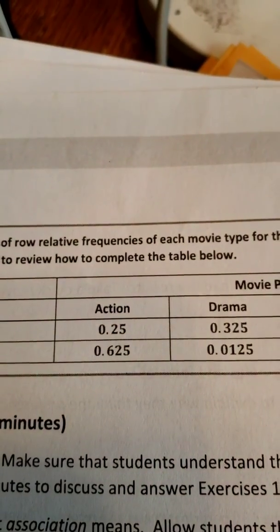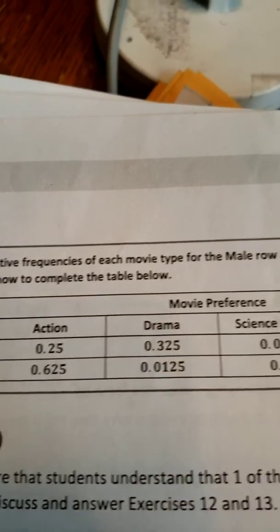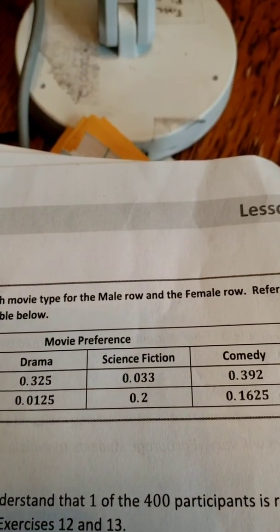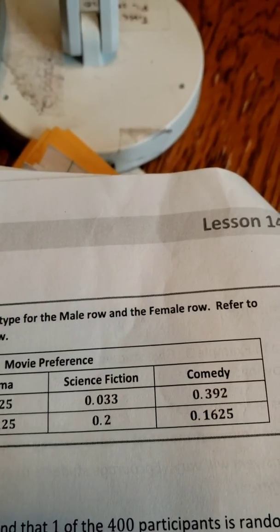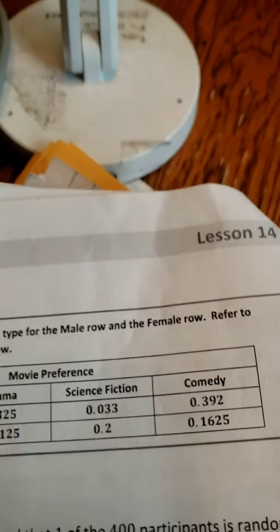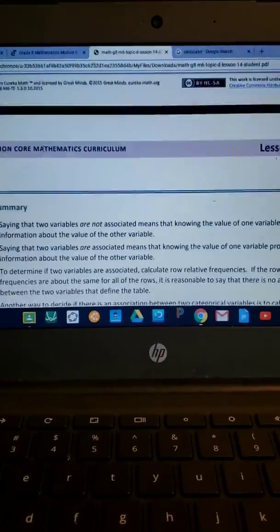And now for C, it says, being female causes one to prefer drama movies. Well, let's look at it. Is that totally true? No, not necessarily, because if you look, being a female tends to have more of a comedy. They like more comedy.